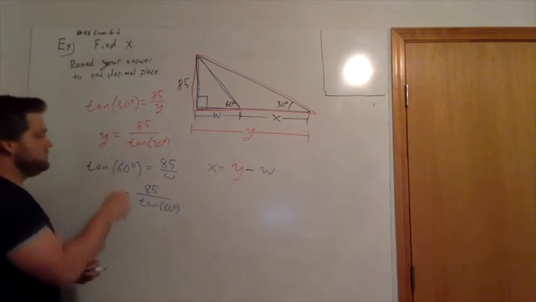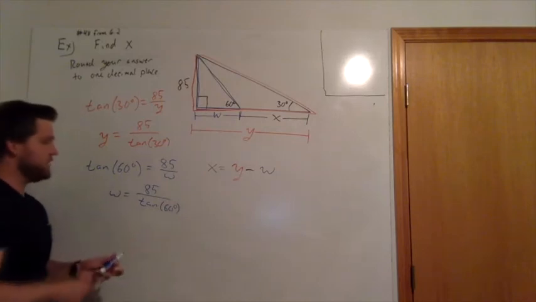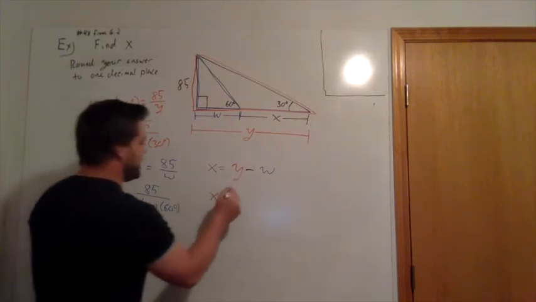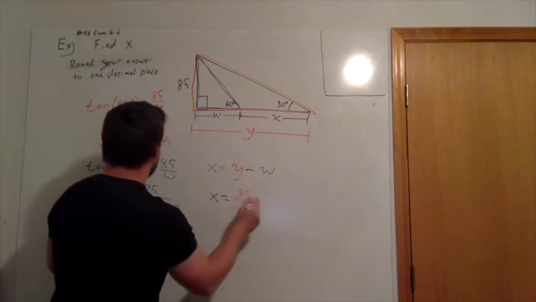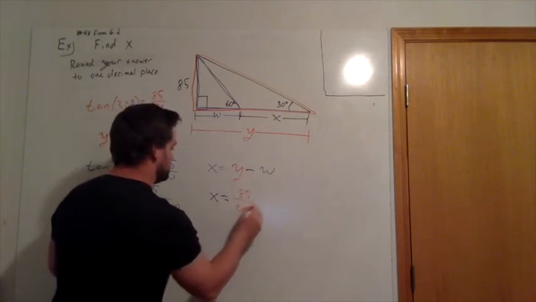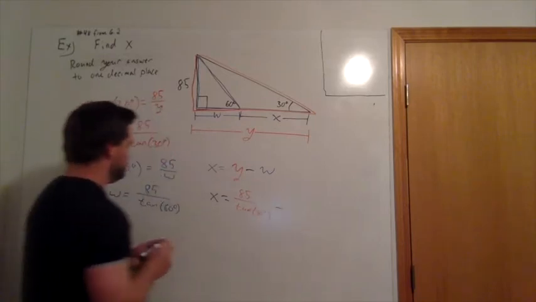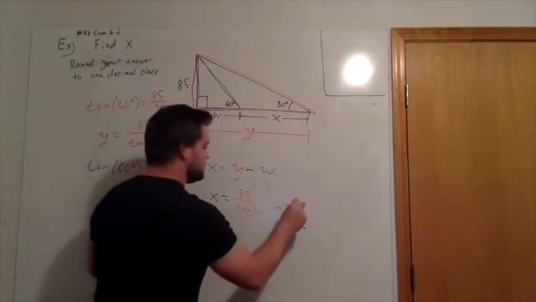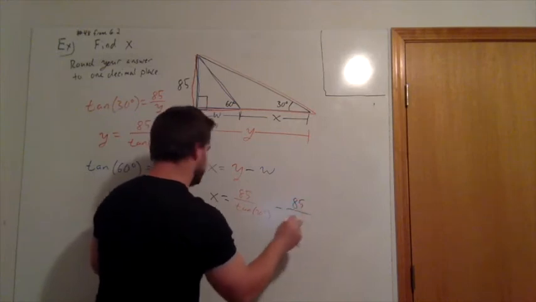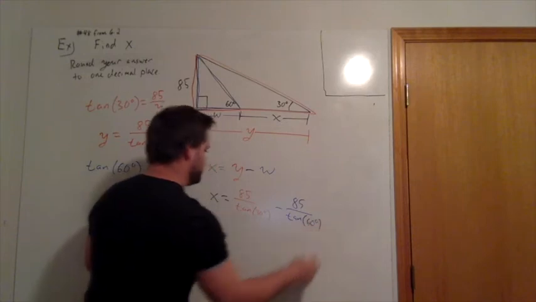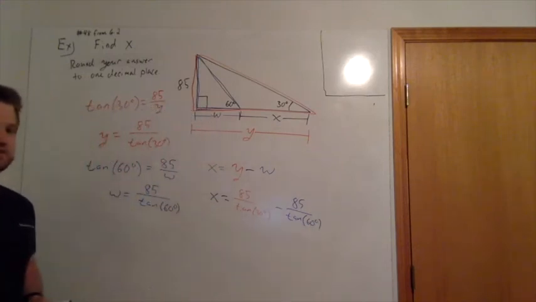Let's go ahead and substitute these values over here to find out what x is. So here we have that x will be equal to 85 over the tangent of 30 degrees minus 85 over the tangent of 60 degrees. So this is the exact value of x.